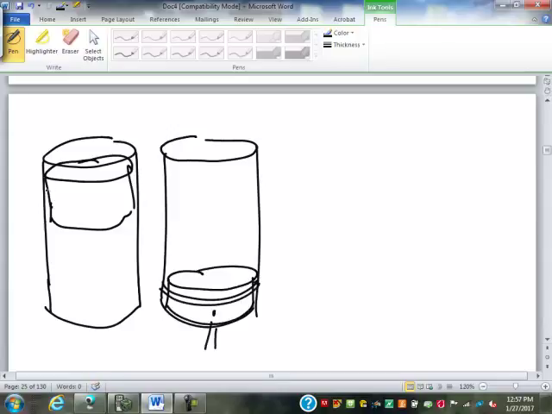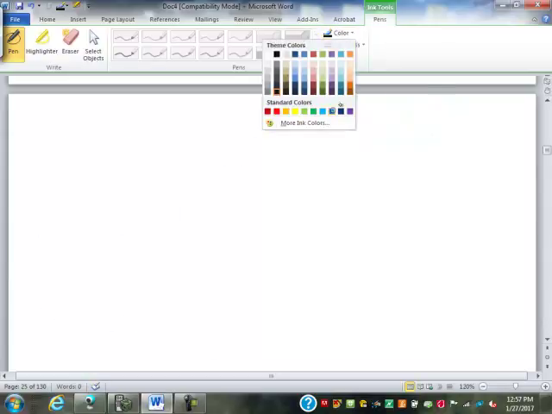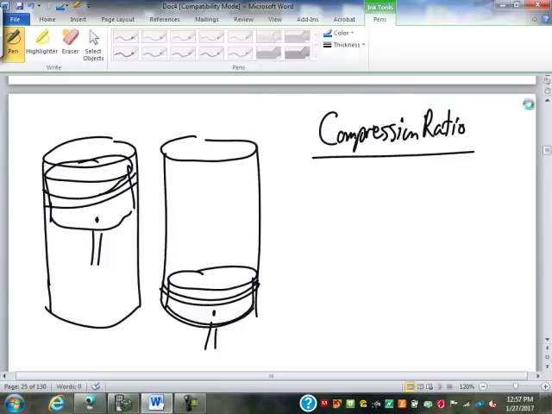Any guesses? Pistons, yeah, cylinders. Compression ratio. So, compression ratio is the expanded volume over the compressed volume.